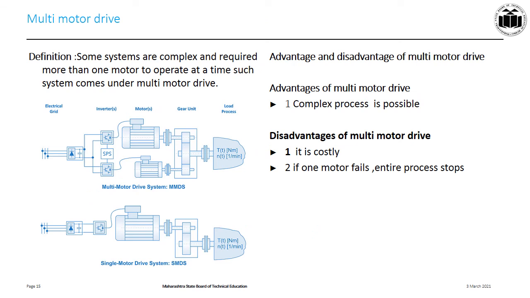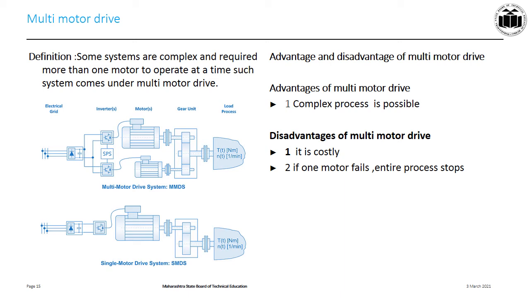Multi-motor drive. As the name indicates, in this system there are more than one motor. Some systems are complex and require more than one motor to operate at a time; such a system comes under the multi-motor drive. An example is the crane. A crane needs so many operations: up and down motion, left, right, and many more operations. Therefore, it needs more than one motor. It comes under the multi-motor drive.